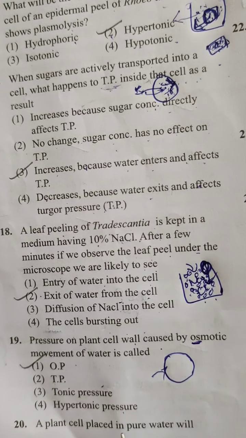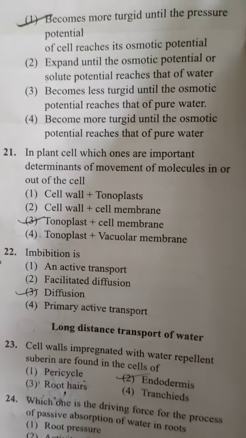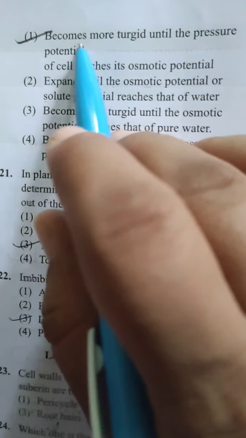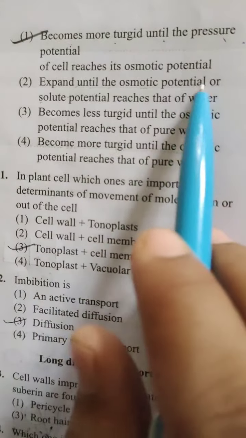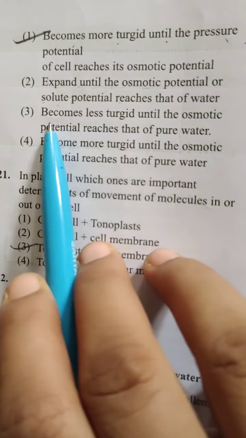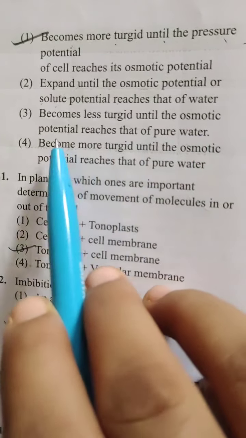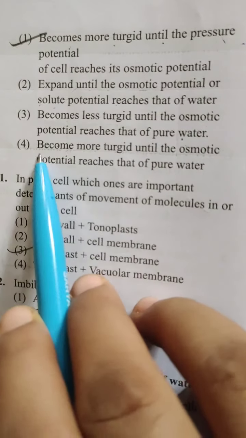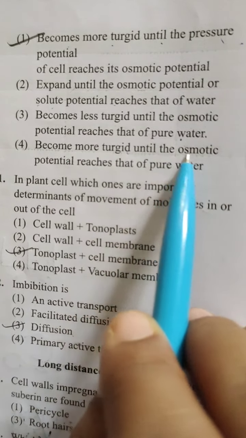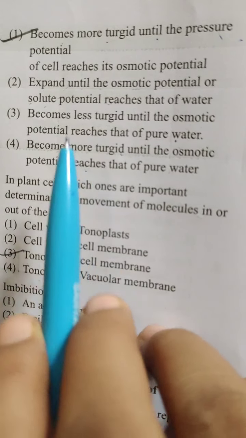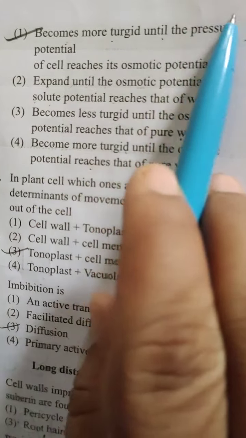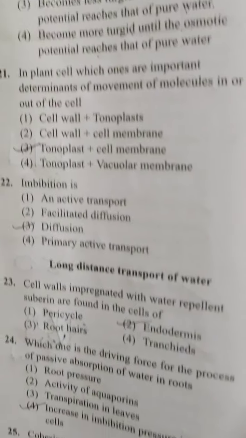Next, a plant cell placed in pure water will: options 1, become more turgid until the pressure potential of the cell reaches its osmotic pressure potential. 2, expand until the osmotic potential or solute potential reaches that of water. 3, become less turgid until the osmotic potential reaches that of pure water. And 4, become more turgid until the osmotic potential reaches that of pure water. So a plant cell placed in pure water becomes more turgid until the pressure potential, so option 1.